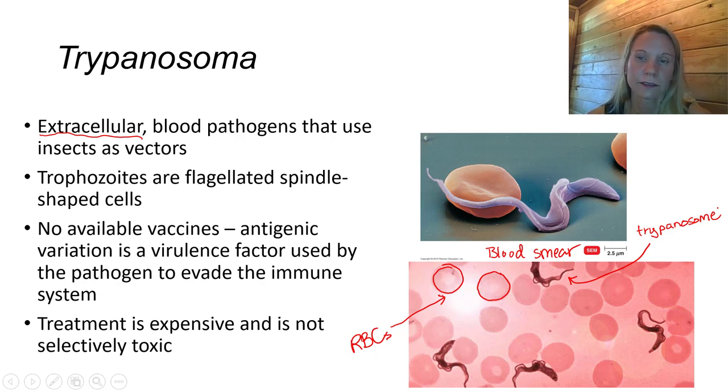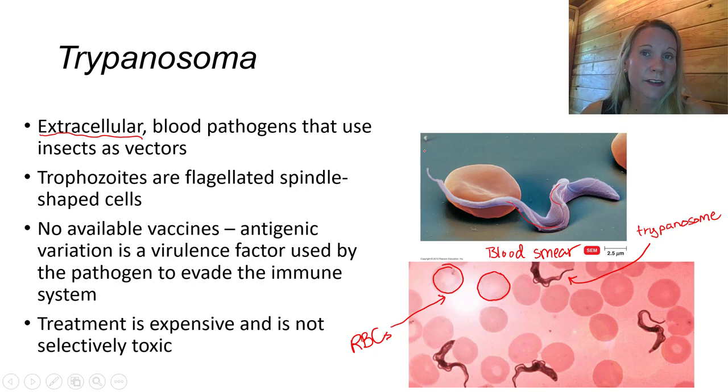They are flagellated. Notice it has that same sort of wraparound flagella. Spindle shaped, they look almost like worms, but they're not worms. They're single-celled protozoans. No vaccinations for trypanosomes, none that have worked. The main reason being it's the mutation rate of the parasite. So antigenic variation is a very successful virulence strategy for parasites and for any pathogen, really. You just keep changing your surface appearance and you keep the immune system a step behind you and trying to identify you and kill you.